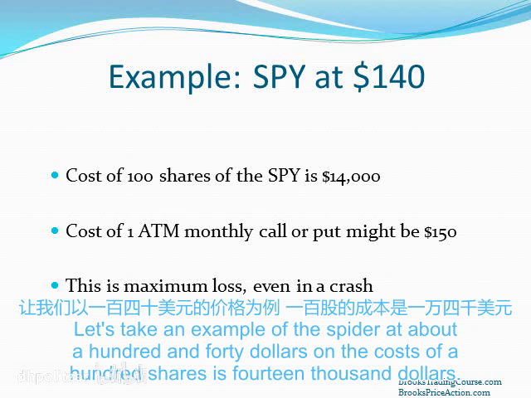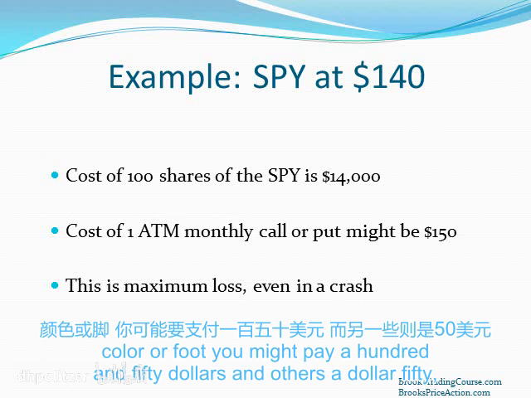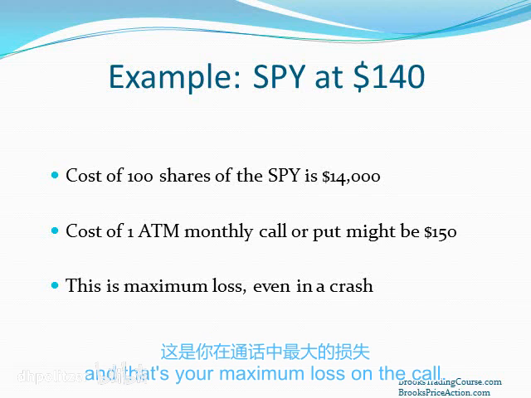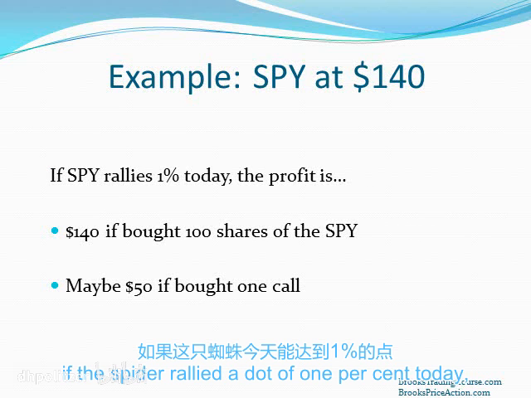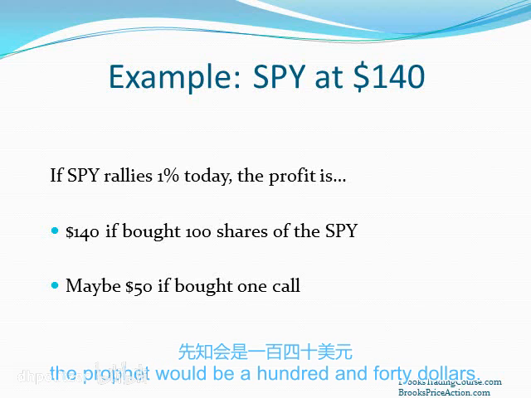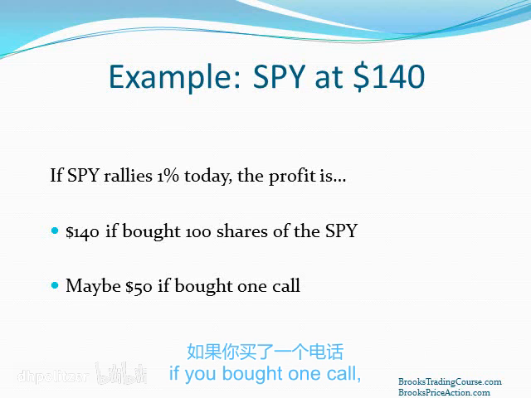Let's take an example of the Spider at $140. The cost of 100 shares is $14,000. If you bought a one month out monthly call, at the money call or put, you might pay $150. In other words, $1.50, and that's your maximum loss on the call, even if the market crashed. On the other hand, if the Spider rallied 1% today, the profit would be $140 if you bought 100 shares of the Spider, and it might be $50 if you bought one call.